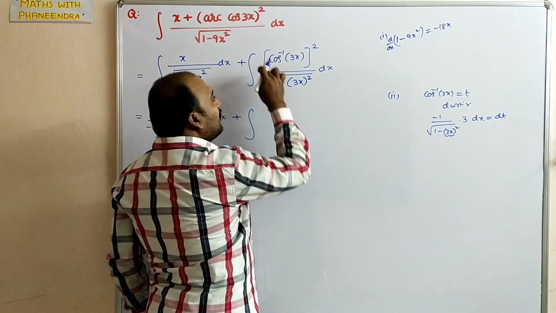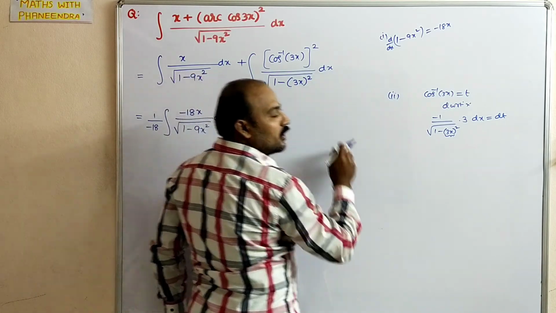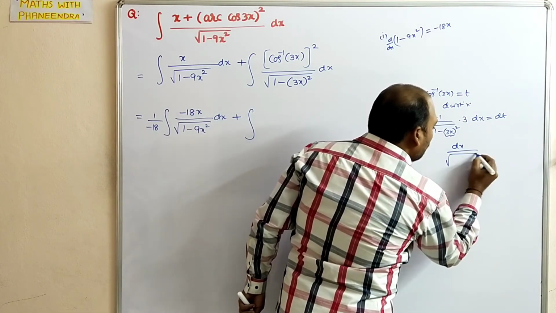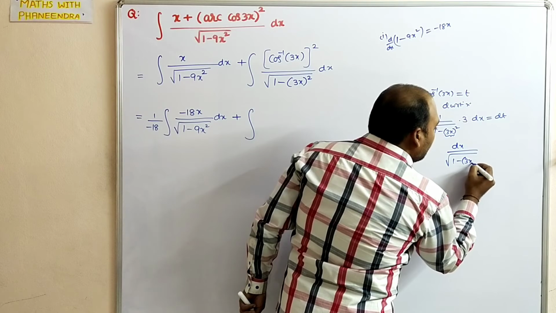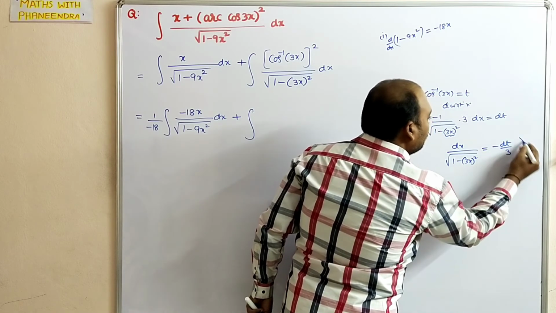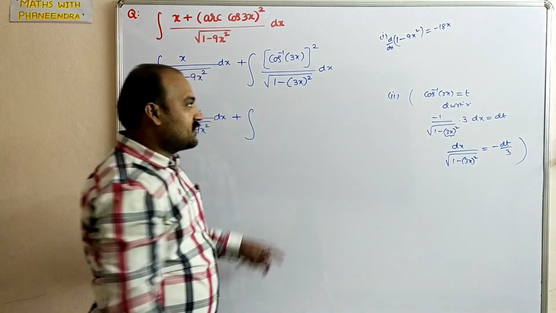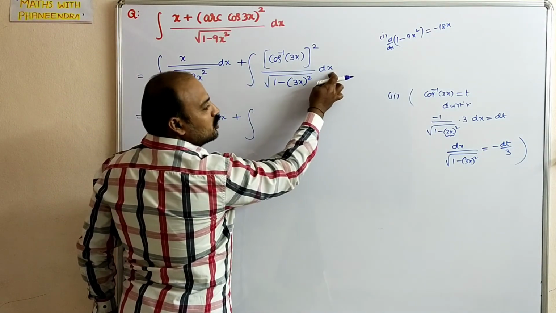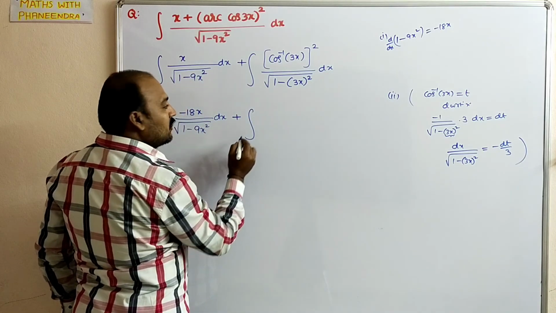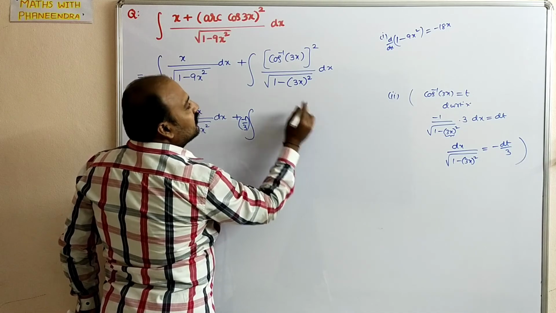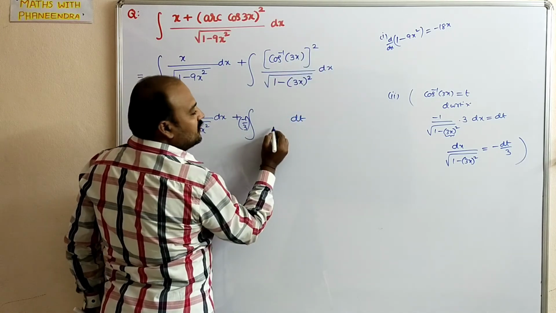But we want here 1 by root of 1 minus 3x whole square only. So minus 3 also we can take that sign. So dx by square root of 1 minus 3x whole square is equal to minus dt by 3. This is about second term. So in place of 1 by root of 1 minus 3x whole square dx, you have to replace with minus 1 by 3 into dt. Cos inverse of 3x value is t. So t square.